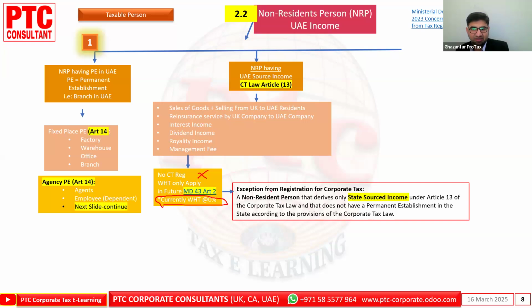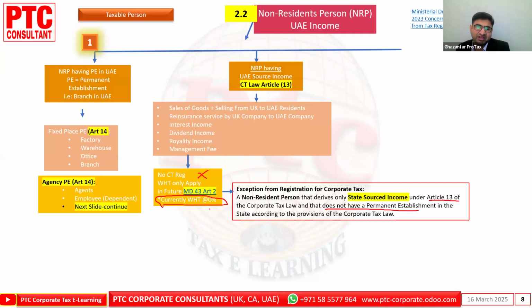Here one exception is there. Exception for the corporate non-resident person that derives only state source income under Article 23 and does not have any permanent establishment in the UAE, according to the provision of the corporate tax law.